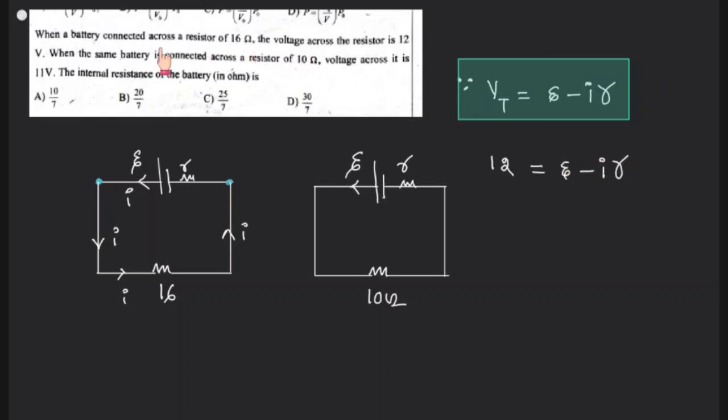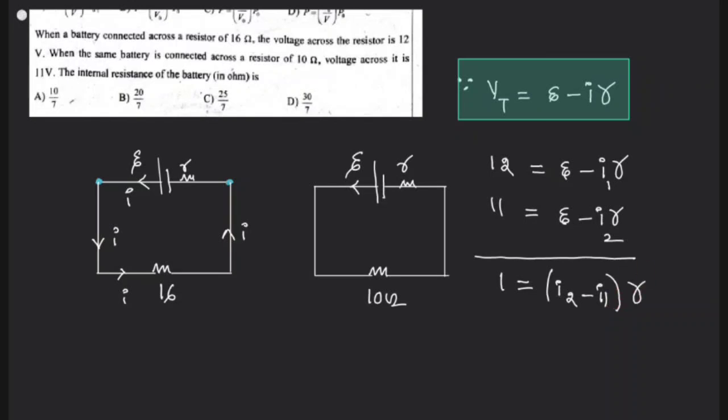Same way, if it is connected across 10 ohms, the voltage drop is 11. So I could say 11 is equal to epsilon minus I into R, right? Let's say the current is I1 here and the current is I2 here. This is the same again. Therefore if I subtract them both, I get 1 is equal to, this will be cancelled, this will be plus, I2 minus I1 into R.